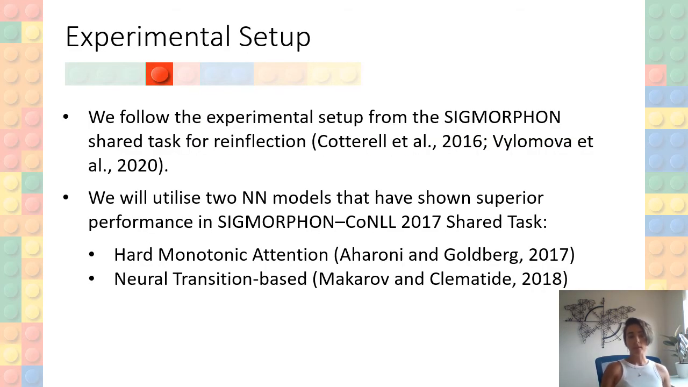For our experimental setup, we decided to follow the SIGMORPHON shared task for reinflection. So our data set was made up of triplets, which consisted of lemma, grammatical tags, and the reinflected form. We utilized the 2 top-performing neural network models from the 2017 shared task, which made distinction for the low and medium resource settings. So the 2 models we decided to use were the hard monotonic attention by Aharoni and Goldberg, and the neural transition-based model by Makarov and Clematide.